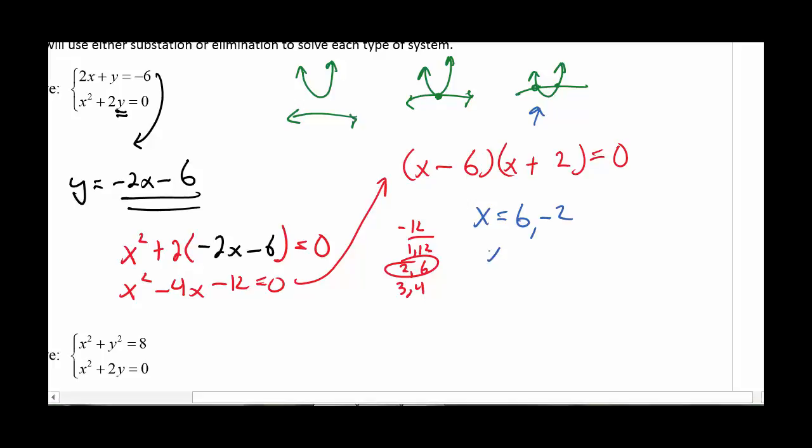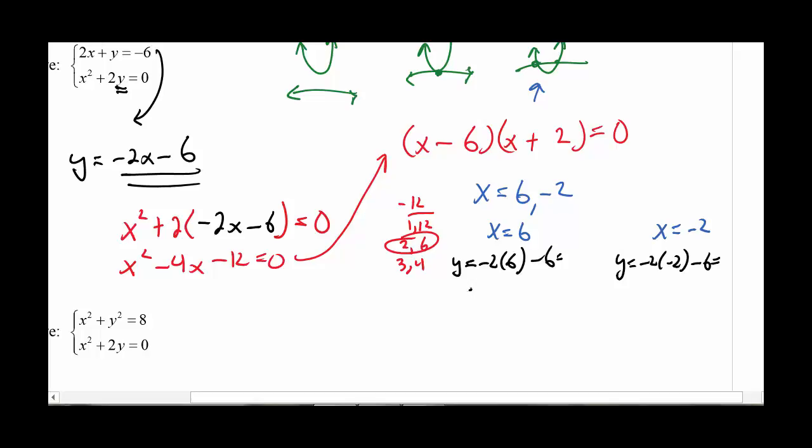So I've got one y related to the 6, and another y related to the negative 2. So I'm going to go back to that equation I wrote: y equals negative 2x minus 6, and just evaluate that. So negative 2 times 6 minus 6, and y equals negative 2 times negative 2 minus 6. And that'll give me my two numbers. So I get, let's see, negative 18 for the first one. And here I get 4 minus 6, so negative 2.